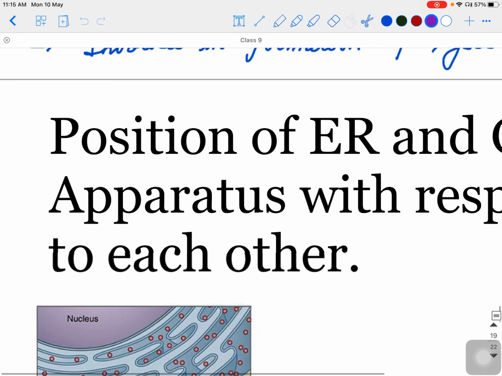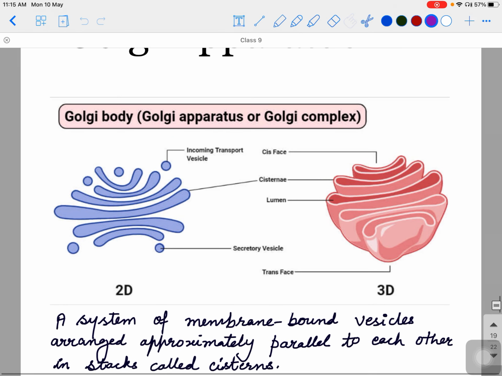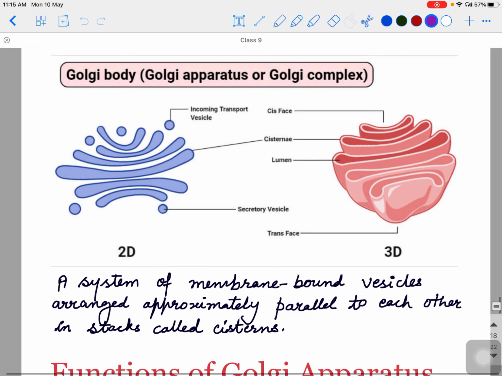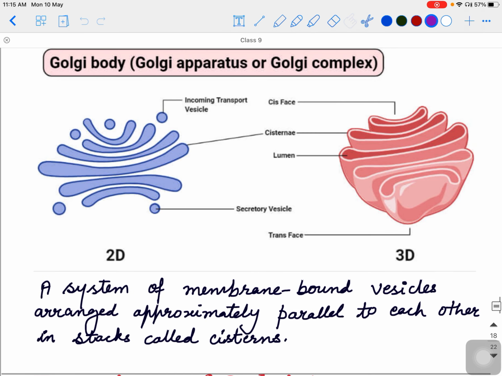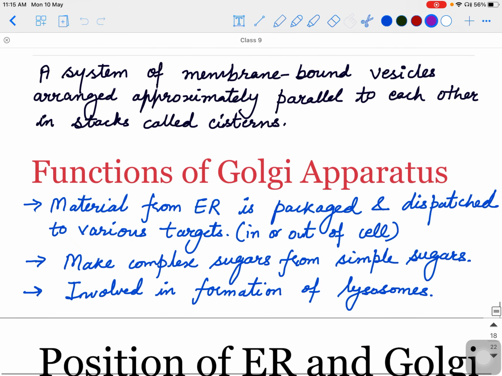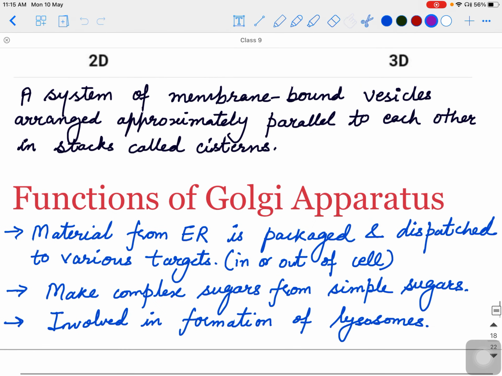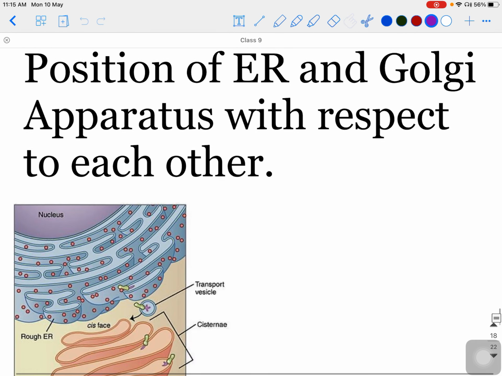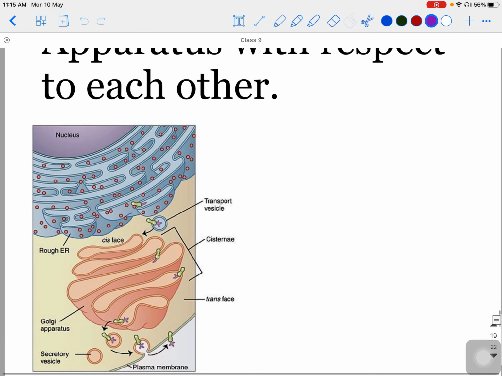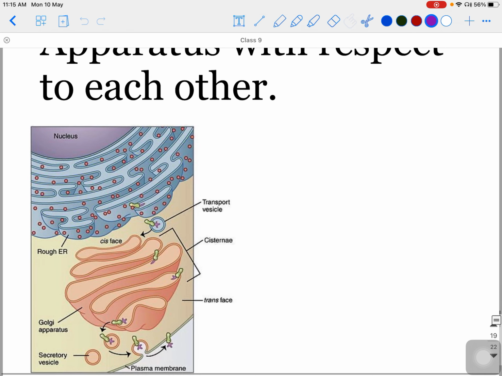We have studied the structure of Golgi apparatus. Here you can see this is the structure. This is how you are going to explain the structure of Golgi apparatus. You can use your own language also. And these are three important functions performed by Golgi apparatus. And this is the position of nucleus, endoplasmic reticulum, and Golgi apparatus with respect to each other.